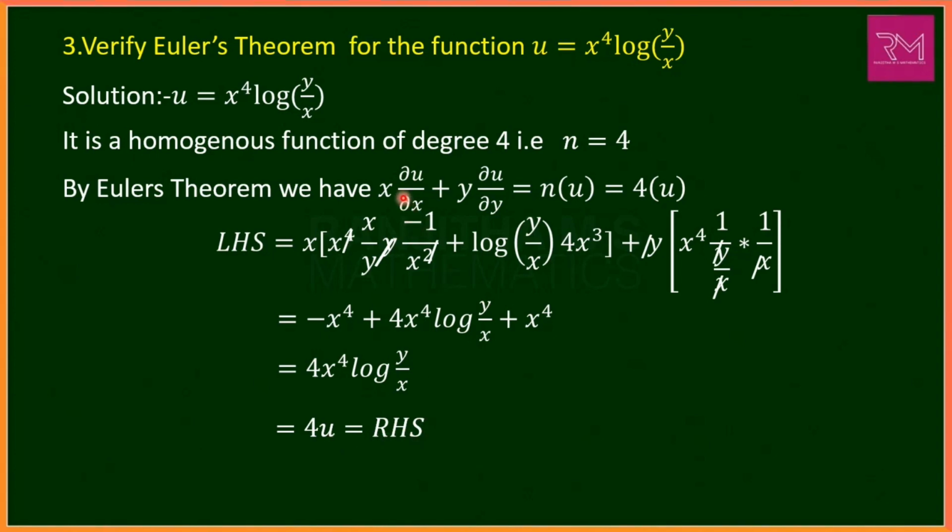Hence we verified Euler's theorem as x into del u by del x plus y into del u by del y value, which is equal to 4 into u. U is nothing but x power 4 into log of y by x. This completes the problem. So this is the first type of problem on Euler's theorem, that is to verify Euler's theorem for the given function. This is a procedure. Next we shall move on to another type of problem.